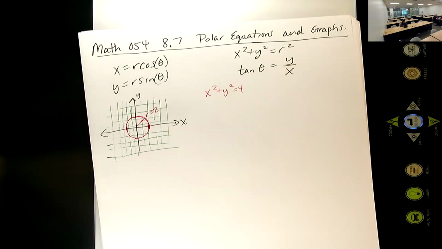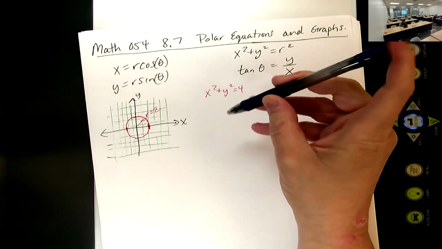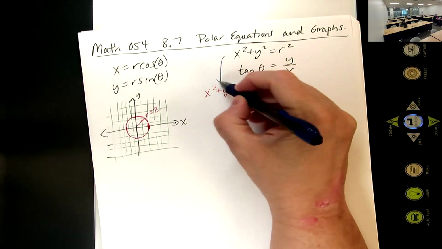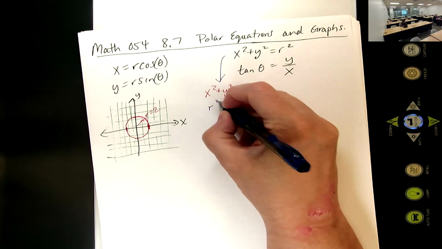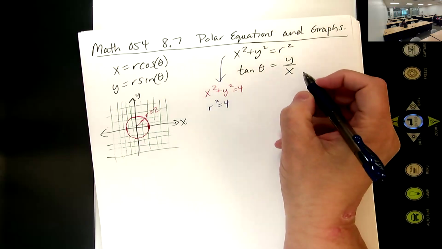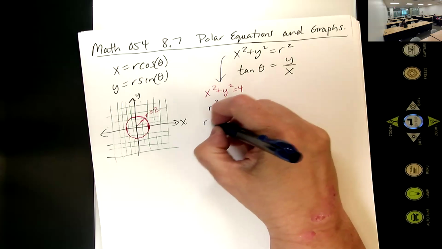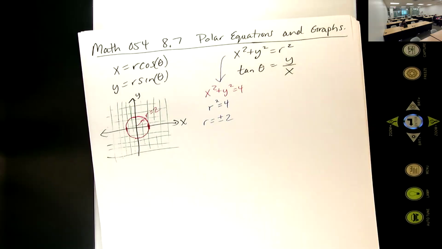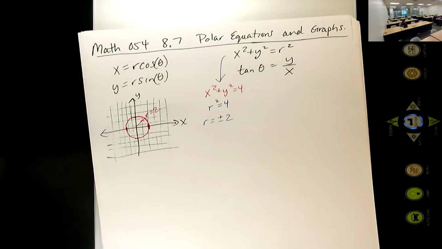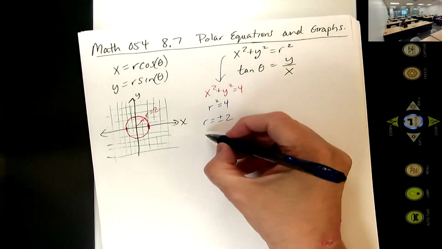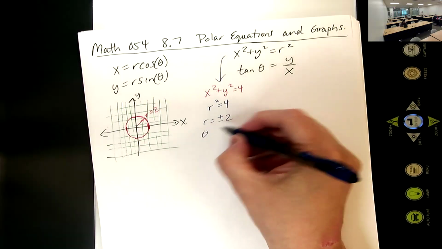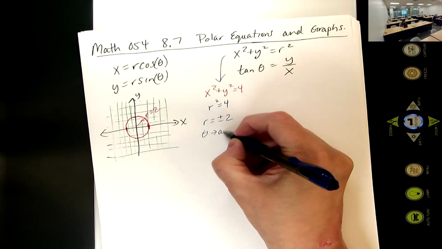In polar coordinates, we have x squared plus y squared equals r squared. This is r squared equals 4. So r equals plus or minus 2. And there's no indication of what theta is, so theta can be anything.